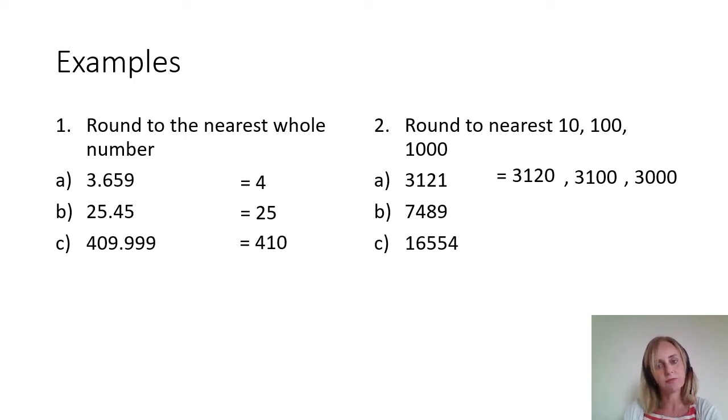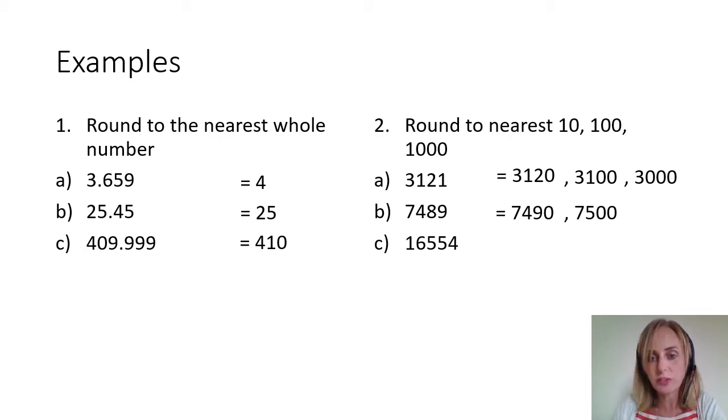in 3 zeros. So 7,489, to the nearest 10, that units value is a 9, so that tells us we're going to round up to 7,490. To the nearest 100, again it's an 8 in the tens column, so we're going to round that up to 7,500. However, for the nearest 1,000, 7 is our thousands column, one along to the right is a 4, not interested in 8, 9, it's a 4, so it tells us that we round down, so it becomes 7,000.